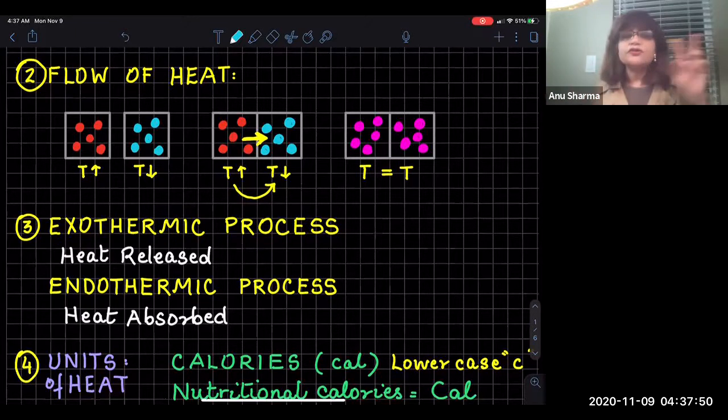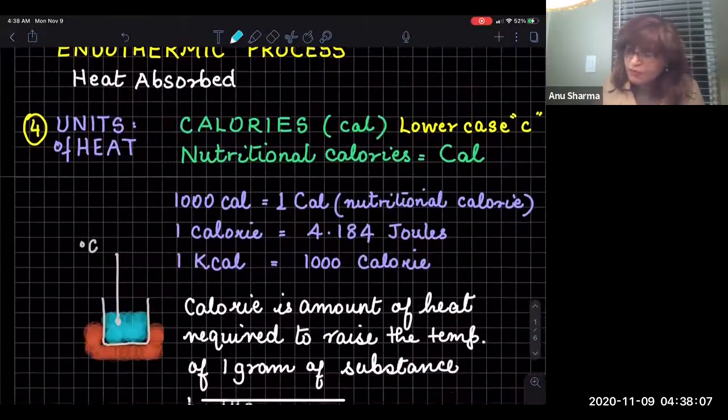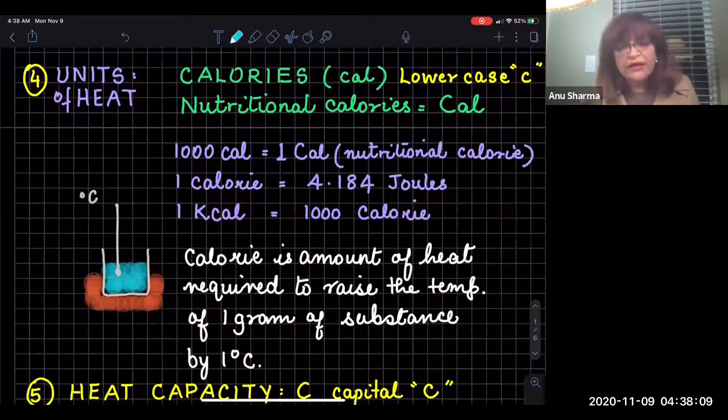Okay, so there are two processes. One is the exothermic process and the other is the endothermic process. An exothermic process, whether it's a physical or a chemical process, releases heat. An endothermic process absorbs heat. We are going to look into the details of these, but let's look at the units of heat. The units of heat are in calories with a small c.